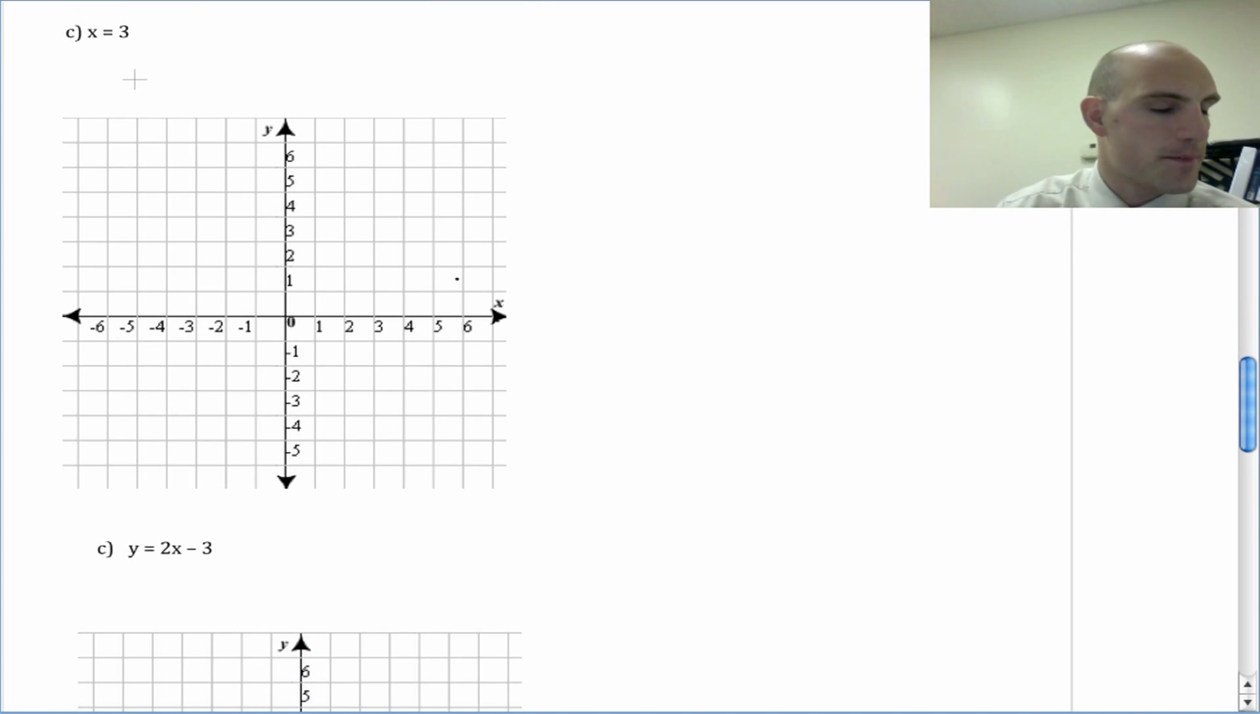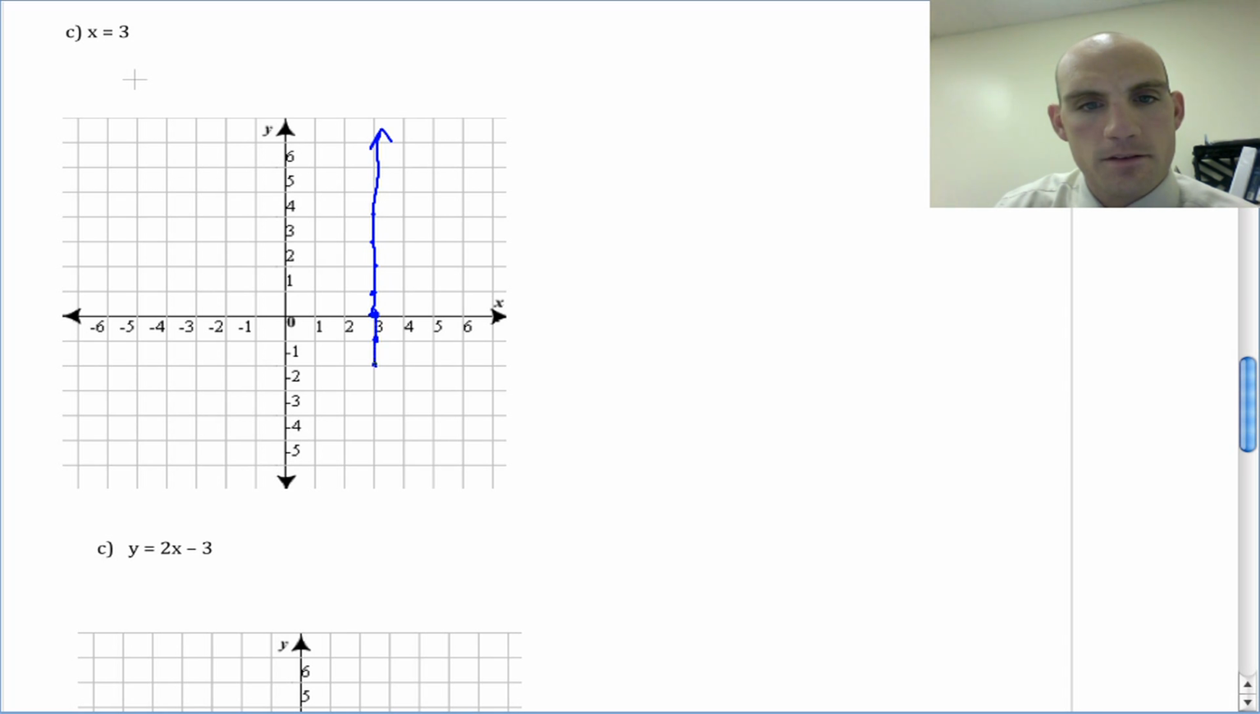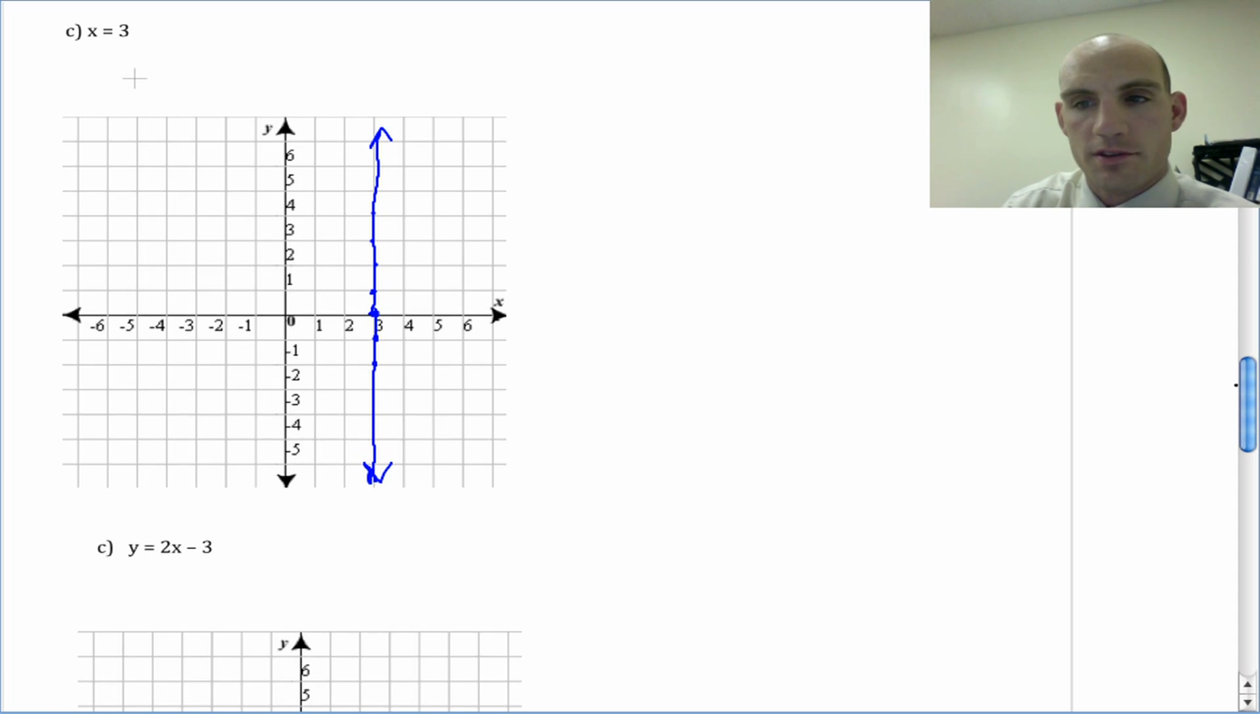What about x equals 3? When we plot x equals 3, we are going to go to where x equals 3. Well, it equals 3 here. It also equals 3 here. Also equals 3 here, and here, and here, and here, and here. I'm going to connect the dots. So this x equals 3 is going to be a vertical line. Okay? A vertical line of x equals 3. It's pretty straightforward when it comes to the vertical and the horizontal.